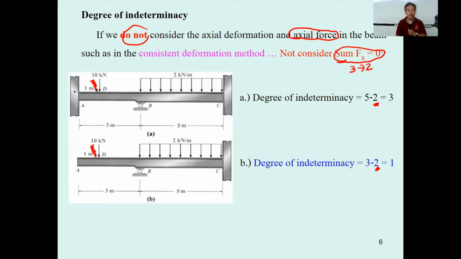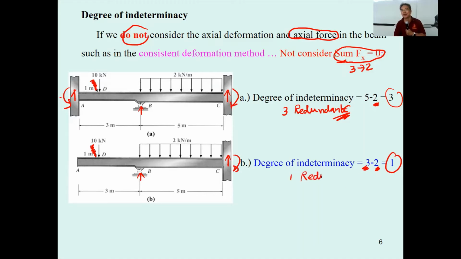So the unknowns, this one is going to be 1, and 2, no axial deformation, 3 and 4, and this one is 5. So this structure requires you to have 3 redundants. So it's still not that easy, okay? You still need a lot of work. And for this one it is going to be 1 and 2 and 3. So it's going to have 1 degree of indeterminacy again. By considering this is only 1 redundant, right? So it's going to be easy to solve by consistent deformation.